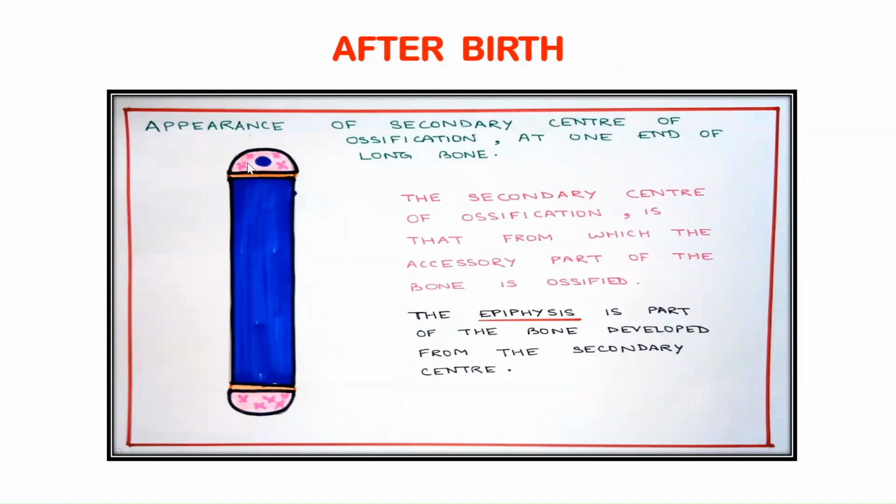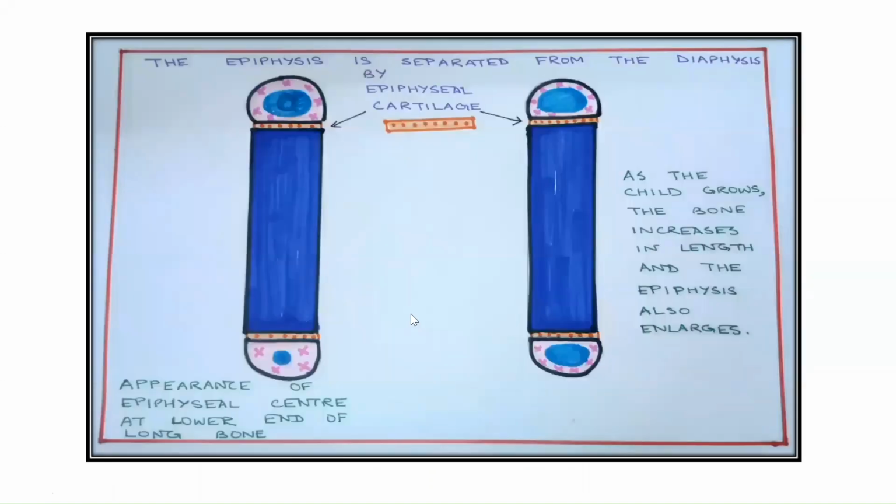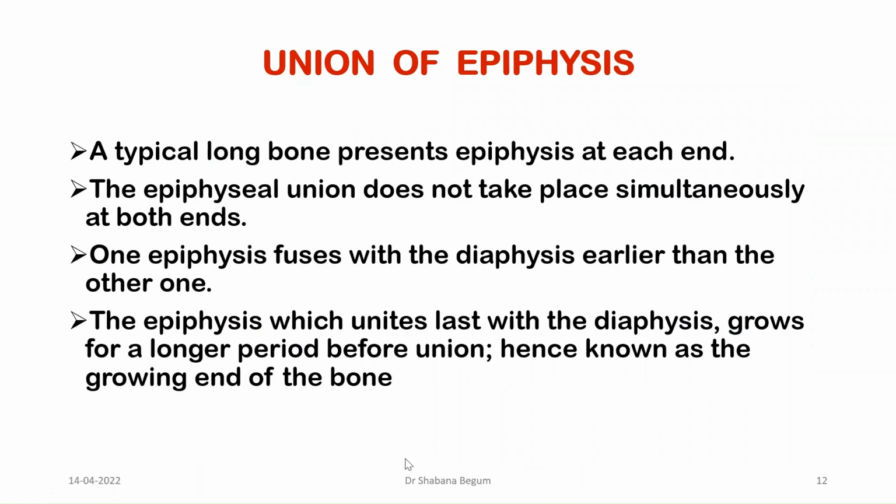So over here we can see at the upper end of the long bone, a secondary center of ossification or epiphyseal center has appeared. In this diagram, we can see that the epiphysis at the upper end of the long bone is enlarging in size and another epiphyseal center has appeared at the lower end of the long bone. In this diagram, we see that as the child grows, the bone will increase in length and the epiphysis will also enlarge. Now about union of epiphysis.